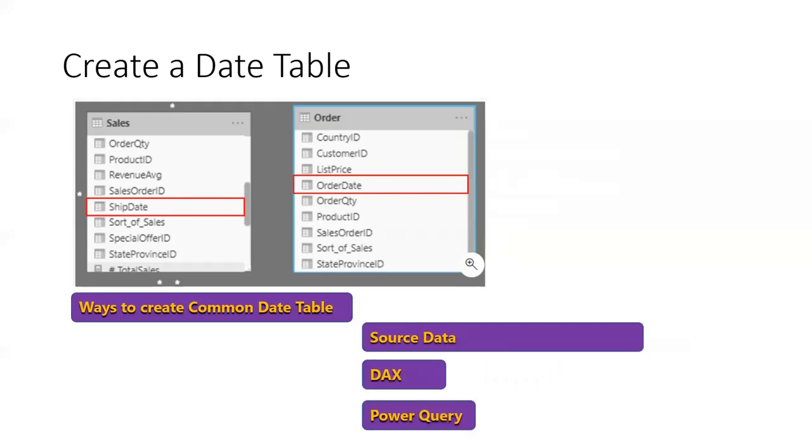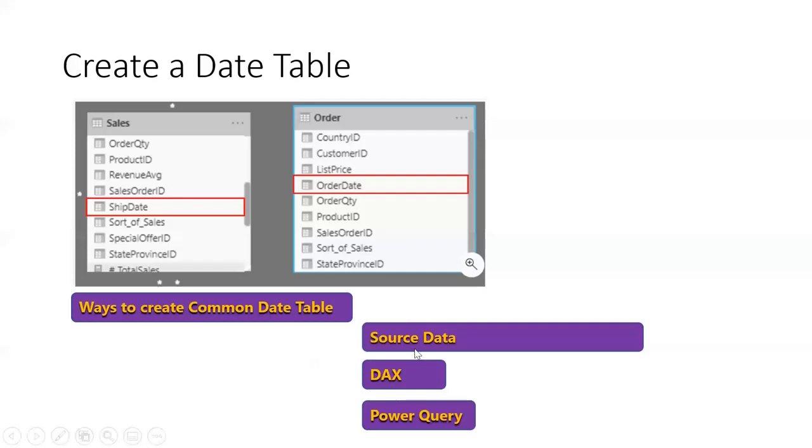So source data, DAX, and Power Query. These are the three ways to create tables, and we will see them practically. DAX is another advanced feature which we can use, and Power Query is used in the Power Query editor to create a date table. So based on month, we have created some date column. That kind of thing we can do.